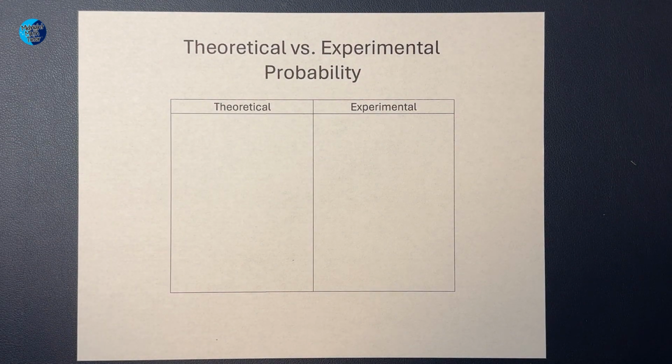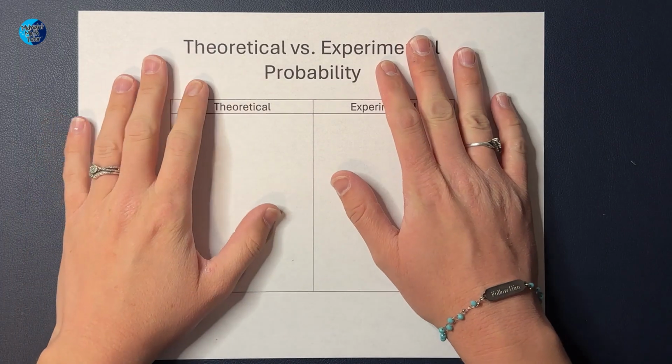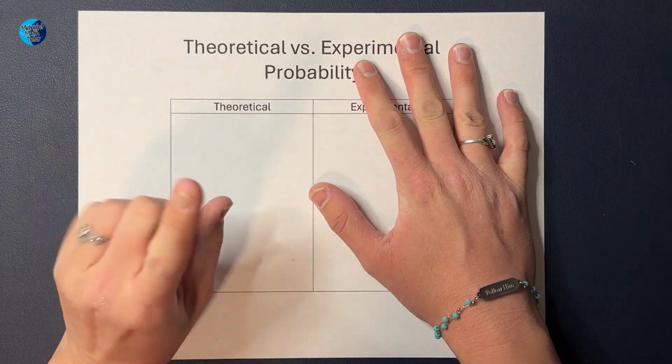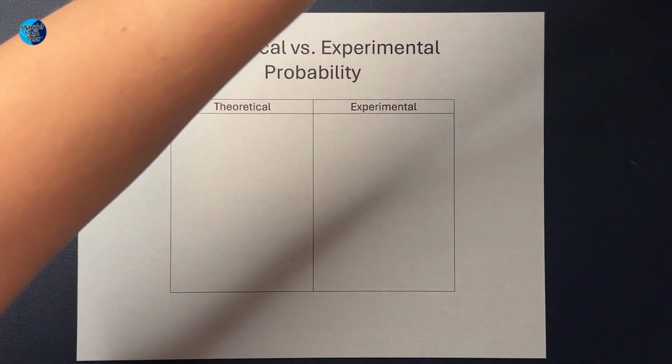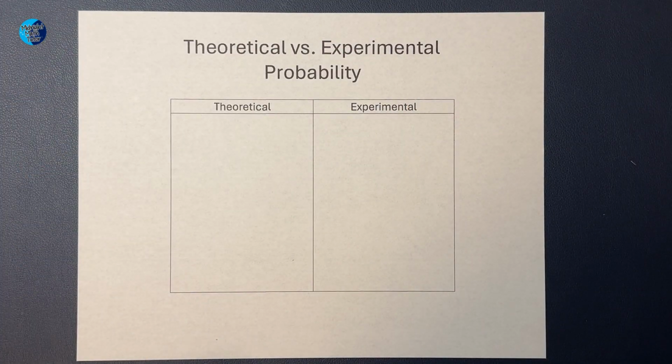Hey guys, we are going to talk about theoretical versus experimental probability today. Talk about the differences, and then we're going to do a little experiment to hopefully drive the point home. All right, so probability, we are talking about the chances of something happening.